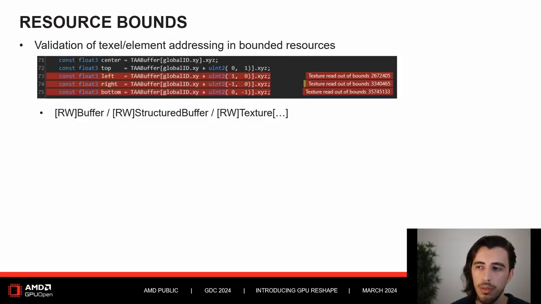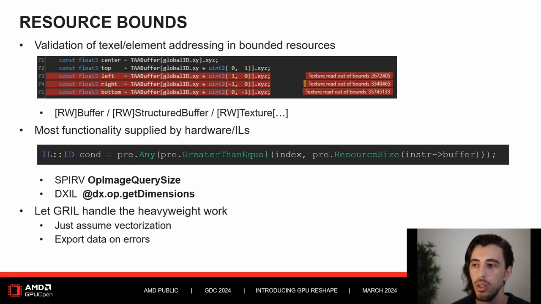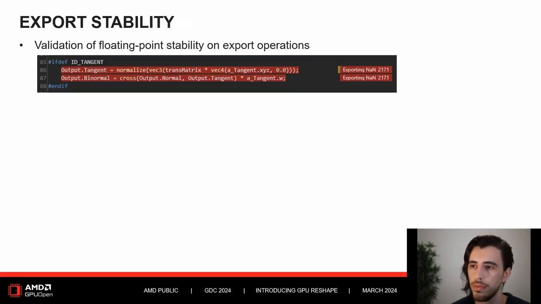So with that doctrine, let's implement the first feature, resource bounds. It's the validation that any texel or element addressing is within bounds. This applies to buffers, structured buffers, and textures. Luckily, hardware supplies most of the functionality. We just query the resource dimensions in the shader, and if any index is larger than its size, we have an error and we export all relevant data. Other than a bit of basic block handling, this is the bulk of the work.